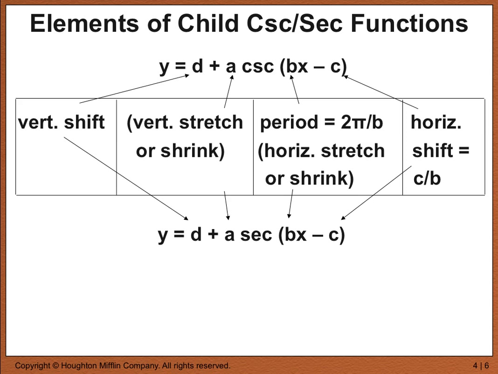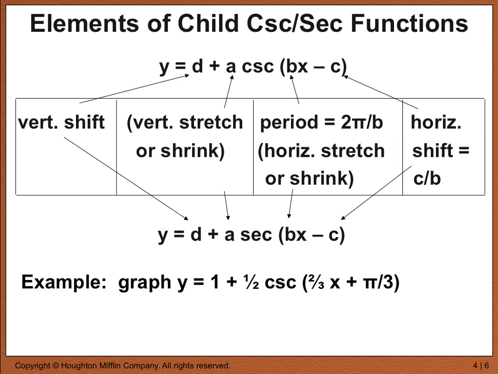Now, since cosecant and secant functions have a start angle of 0, just as the sine and cosine, well then, finding the horizontal shift is equivalent to finding the start angle. And that's something that we saw in section 4.5.